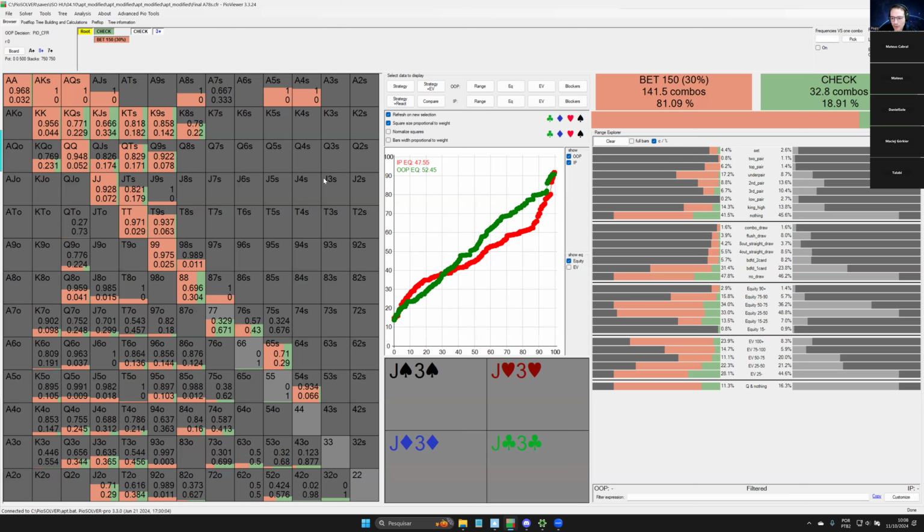Now we're looking at a different board structure, right? The first difference is that we have a checking range, right? The best bet size is around 30%, but you can also use 2E. We saw in the last coaching that the EV difference between 30% and 2E was non-existent, right? So it's a matter of preference.